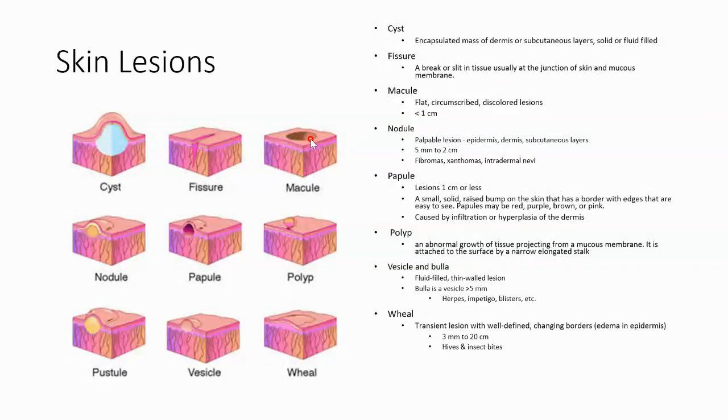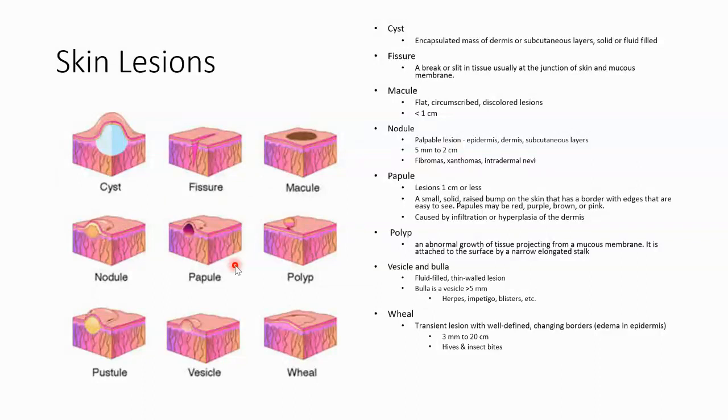They're flat and discolored. A nodule is a palpable lesion in the epidermis, dermis, or subcutaneous layer. So it does go deeper here, and it can be a little bigger. Nodules are bigger, 5 millimeters to 2 centimeters. You don't need to memorize these sizes; it just gives you an idea. A fibroma would be an example, a xanthoma, a nevi, which we'll talk about. They're a little bit bigger and they're filled with something.